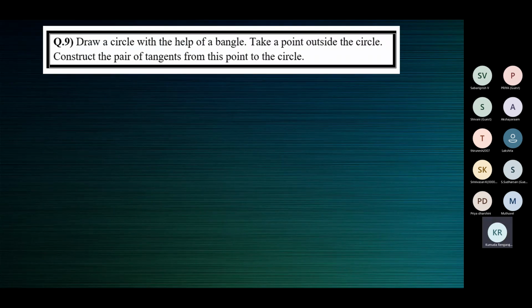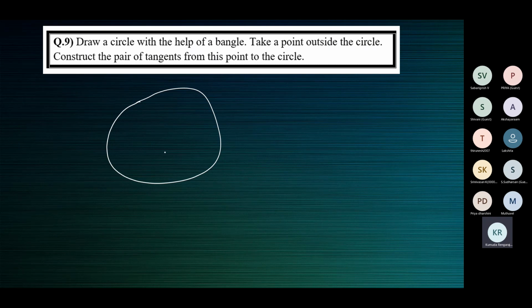I'm not reading the instruction ahead. So first we'll draw a circle with the help of a bangle. So we have a bangle with us. We draw a circle with the help of a bangle. Please excuse me, it's not a perfect circle.